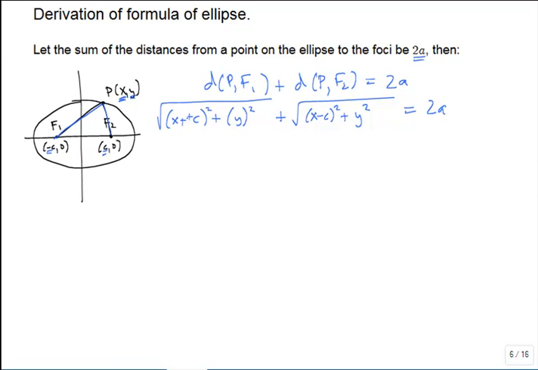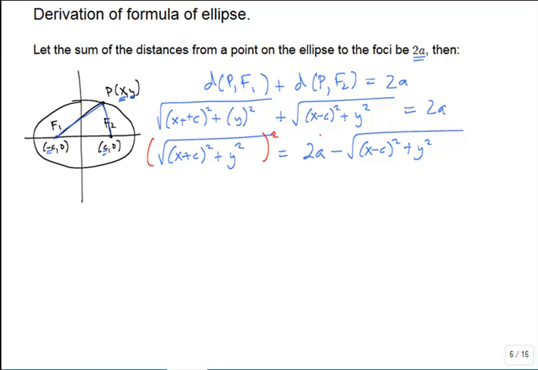This double negative becomes plus, and if we take a look at this big mess that we have, in order to make it a little bit easier to deal with, I'm going to separate our two square roots by subtracting this entire square root on the right over to the other side. So this becomes the square root of x plus c quantity squared plus y squared equals 2a minus the square root of the quantity x minus c squared plus y squared. Now what I really want to do is get rid of these square roots. So I'm going to square both sides.